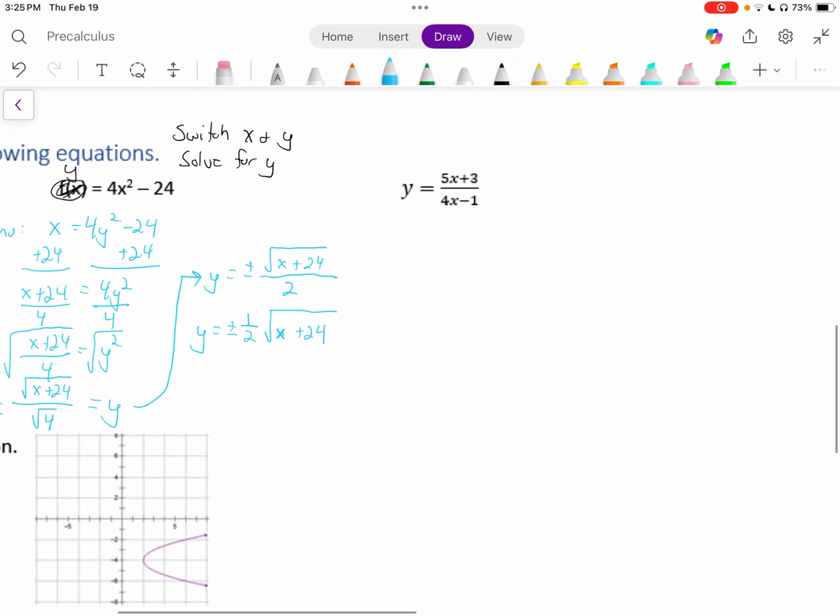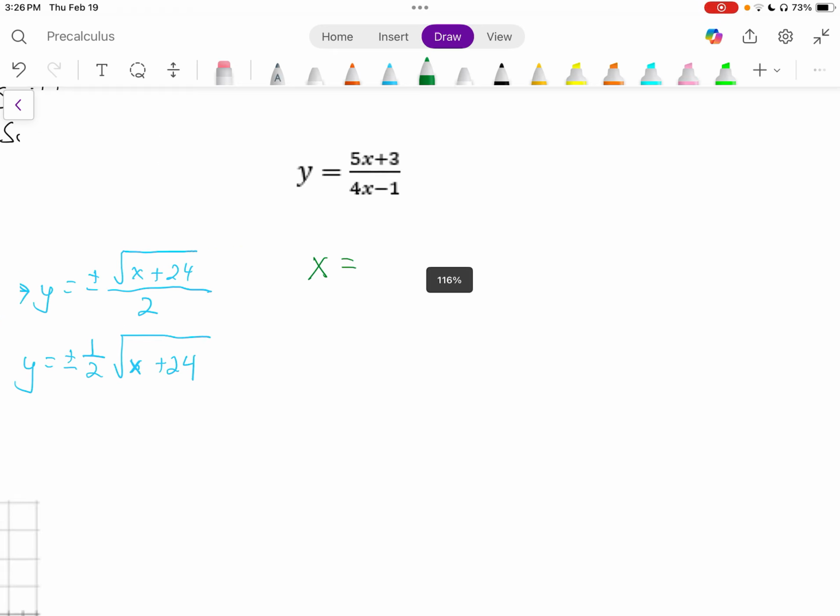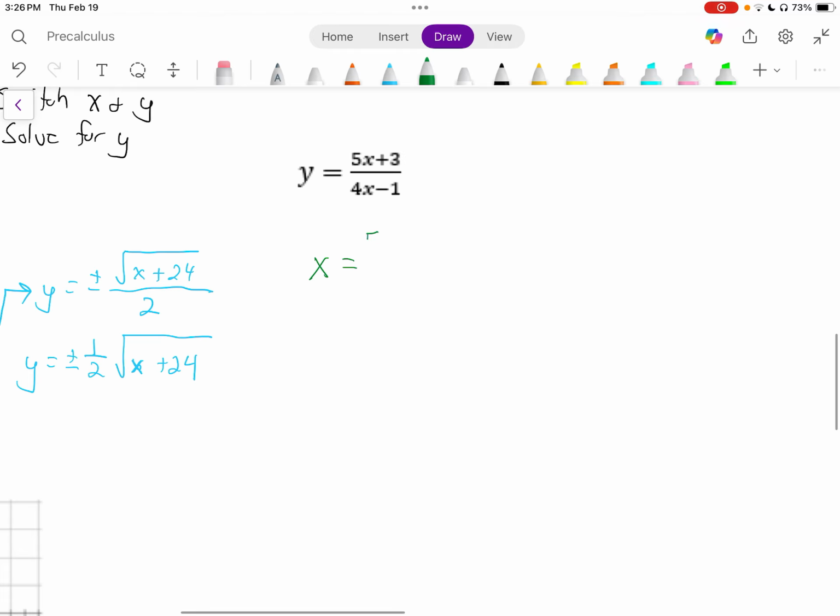All right, the last one. This one gets a little trickier with the algebra, but we will go ahead and do the same thing. We're going to switch, interchange x and y. So this is going to be x equals 5y plus 3 over 4y minus 1.